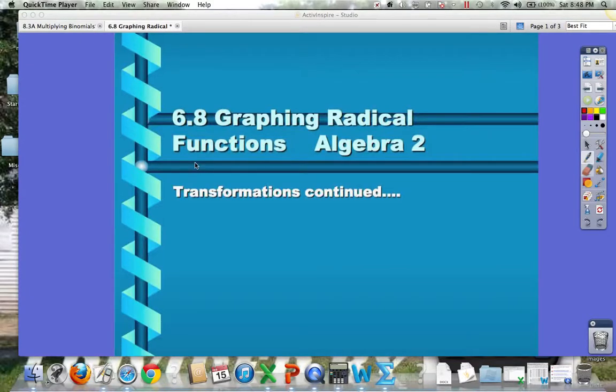6.8, graphing radical functions. We're going to be doing more transformations, so this should be very simple for you guys because we've done several sections of transformations. So this is just review, really, except for now we're just doing it with a radical graph.